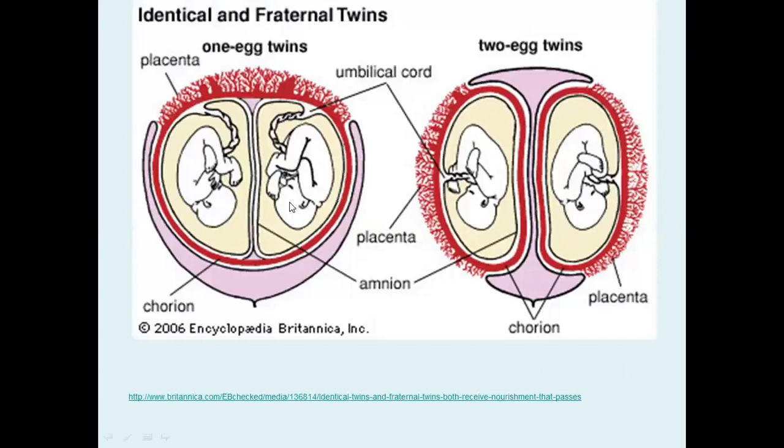Right, so just another picture of it, and this is showing you identical twins, came from the same fertilized egg, and they share a placenta. Fraternal twins, 2 separate placentas. Okay, then that's the end of that section.